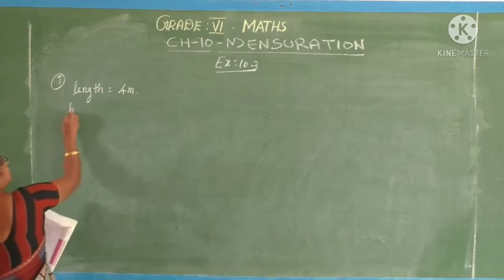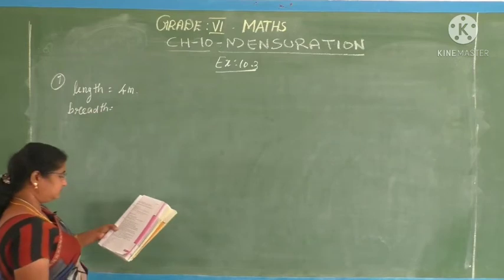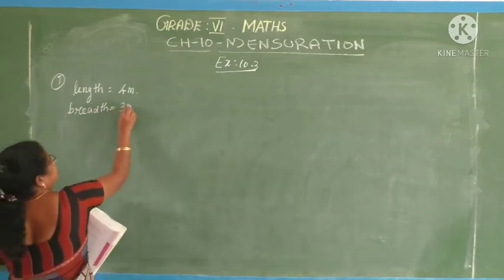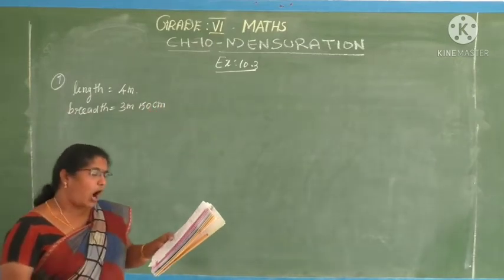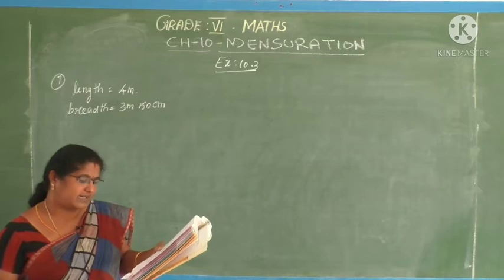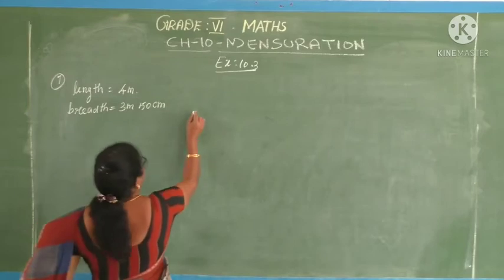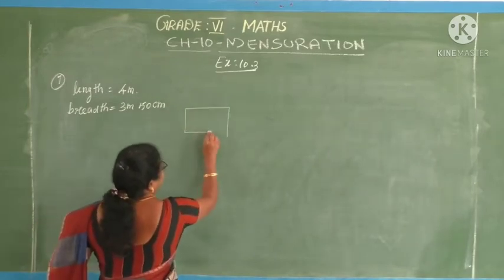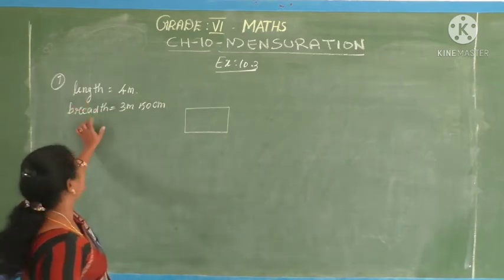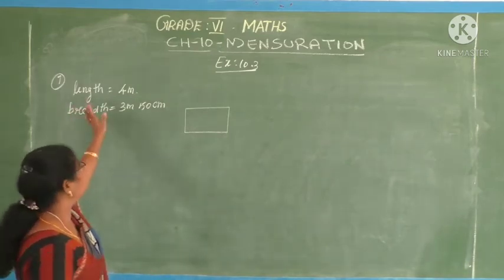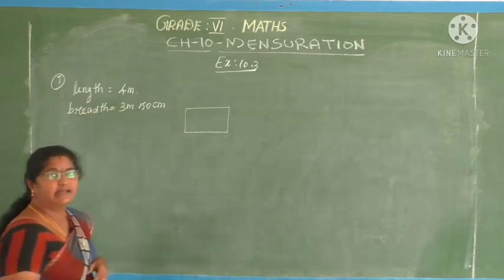Next, 3 meter 50 centimeter wide. That means breadth is 3 meter 50 centimeter. Two things are given. Next, how many square meters of carpet is needed to cover the floor of the room? So here the room is rectangular in shape. How do we understand? They have given the measurements length and wide, that means breadth. So if they give length and breadth, it should be a rectangle. The floor is rectangular in shape.